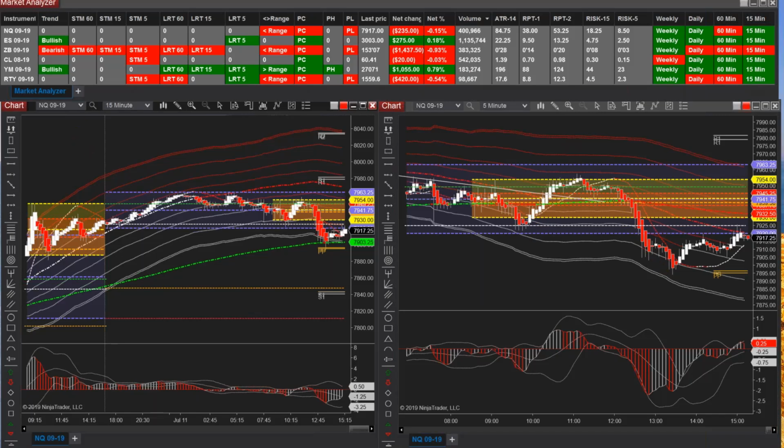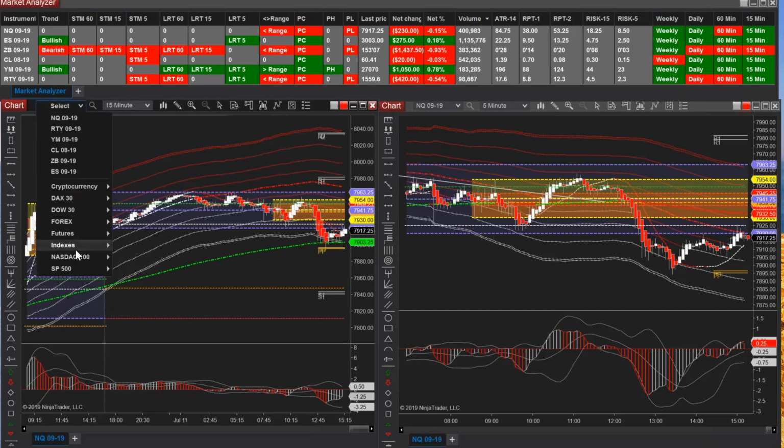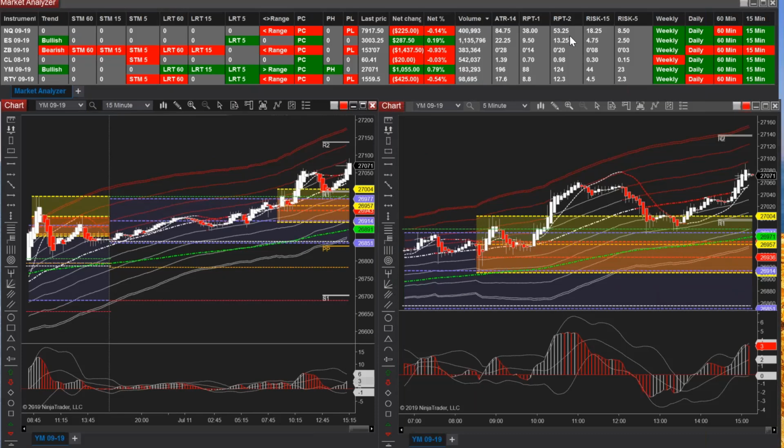YM was the big leader to the upside, and its range also is large like the NASDAQ is. So you get more bang for your buck trading the NASDAQ and the YM versus the E-mini, which only trades maybe 20 points during our session, or not even that. You only can expect to get 9.5 or 13 points out of the day. So big difference if you can understand these ranges, and then of course enter at specific locations.